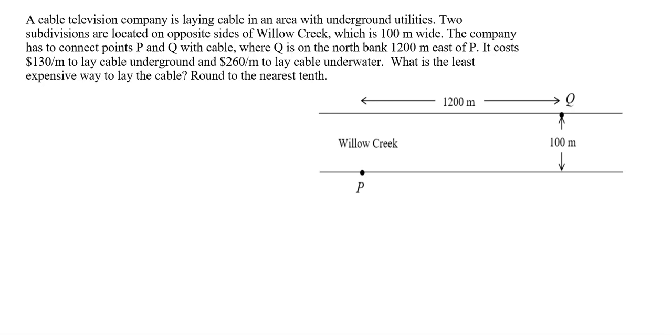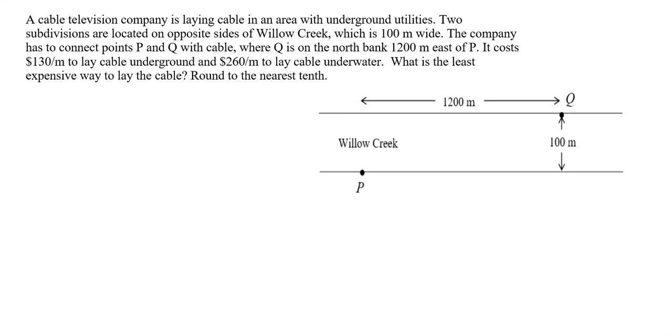The company has to connect points P and Q with cable, where Q is on the north bank, 1,200 meters east of P. It costs $130 per meter to lay cable underground and $260 per meter to lay cable underwater. What is the least expensive way to lay the cable? And then we're going to find how much it'll cost too.